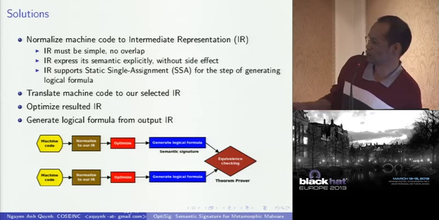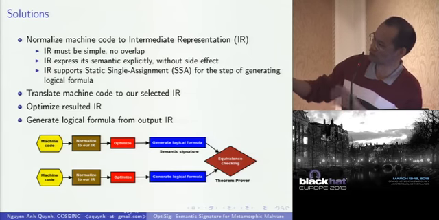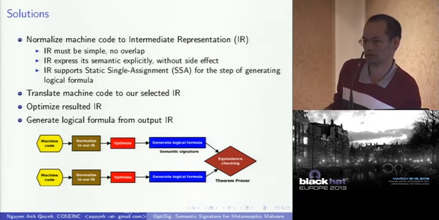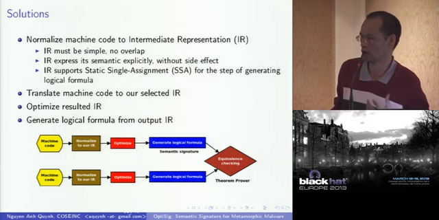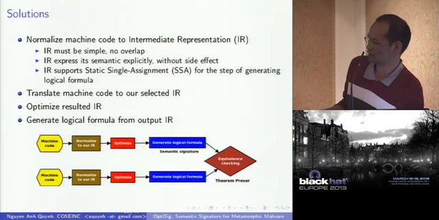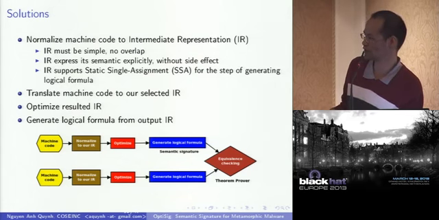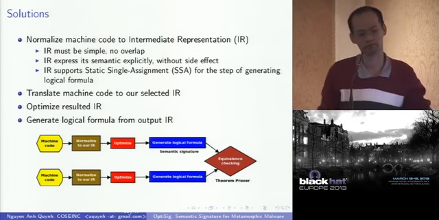And here's how it works, in the diagram. First, we need to normalize the machine code to our IR. After that, we optimize it. Later I will explain why we need to optimize it. After that, from the normalized and optimized IR code, we generate the logical formulas. And we do the same thing with the code that we want to verify against the signatures. Everything will be fed to the theorem prover in the last step. Is it clear?